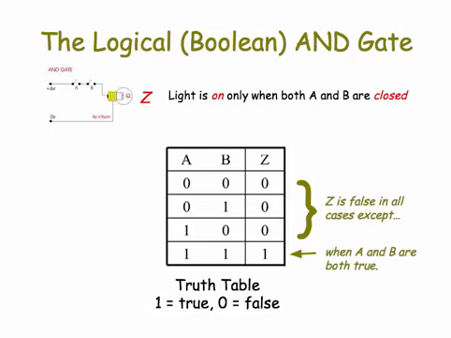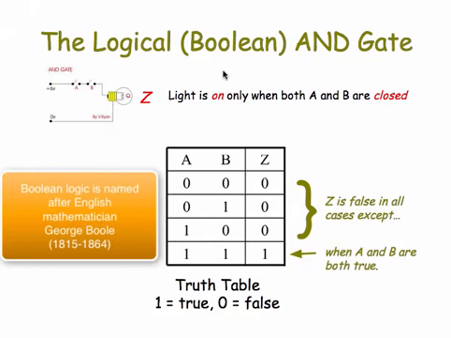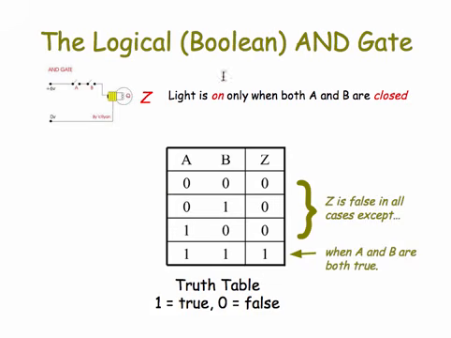We can represent this behavior as a logic function, a Boolean function as it's called after the mathematician who developed Boolean logic. And the truth table shown here is the fundamental way of defining this type of component. So what the truth table says is that when A and B are true, represented by ones here in the fourth row, then the output will be true, and it's false in all other cases. So the logic truth table is an abstraction of what's happening in the physical circuit.